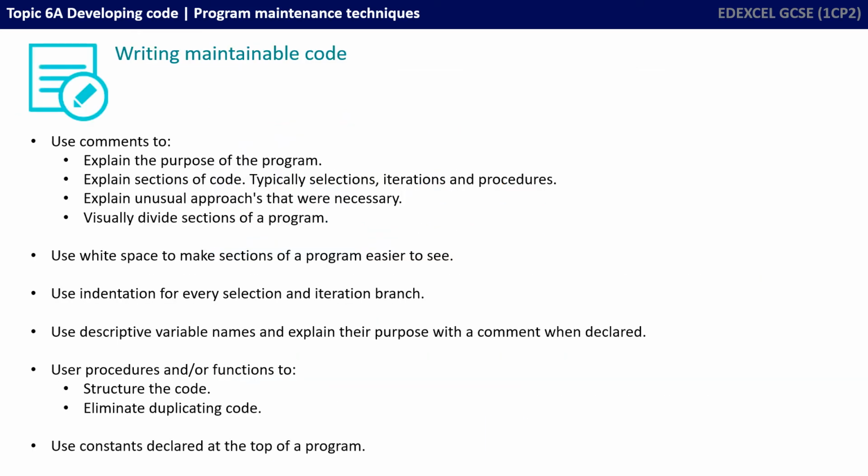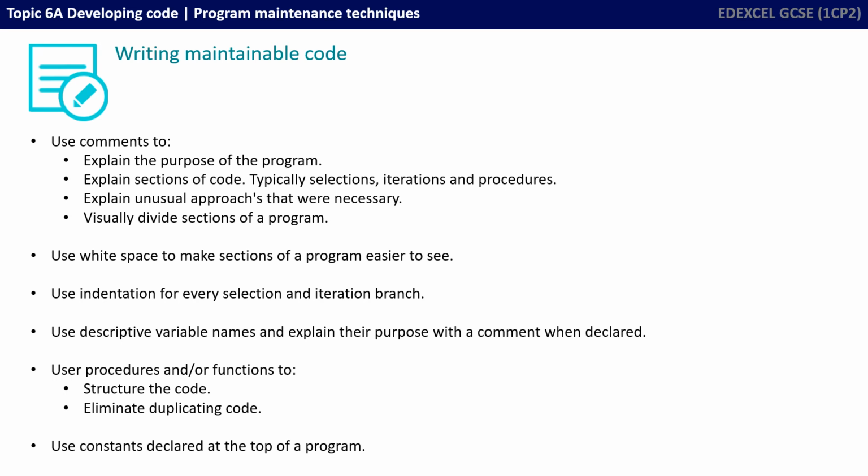So let's just recap what we've covered. You can use comments to explain the purpose of the program, explain sections of code, typically selections, iterations and procedures, explain unusual approaches that were necessary, and visually divide sections of a program. You can use white space to make sections of a program easy to read. Use indentation for every selection and iteration branch.